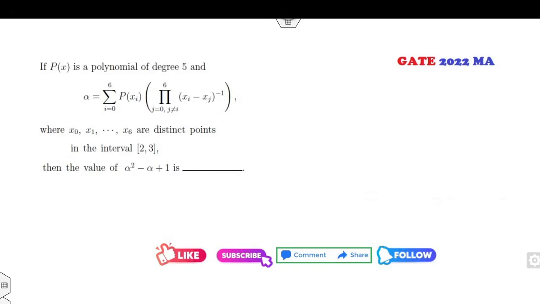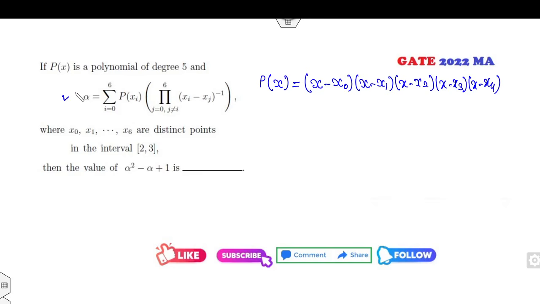Okay, let P(x) be a polynomial of degree 5, where the xi's are my distinct points. You can write it as a degree 5 polynomial: (x − x0)(x − x1)(x − x2)(x − x3)(x − x4). That is a polynomial of degree 5. Then the value of this α² minus... where is α? Okay, α is defined by this method. Can you open this bracket?